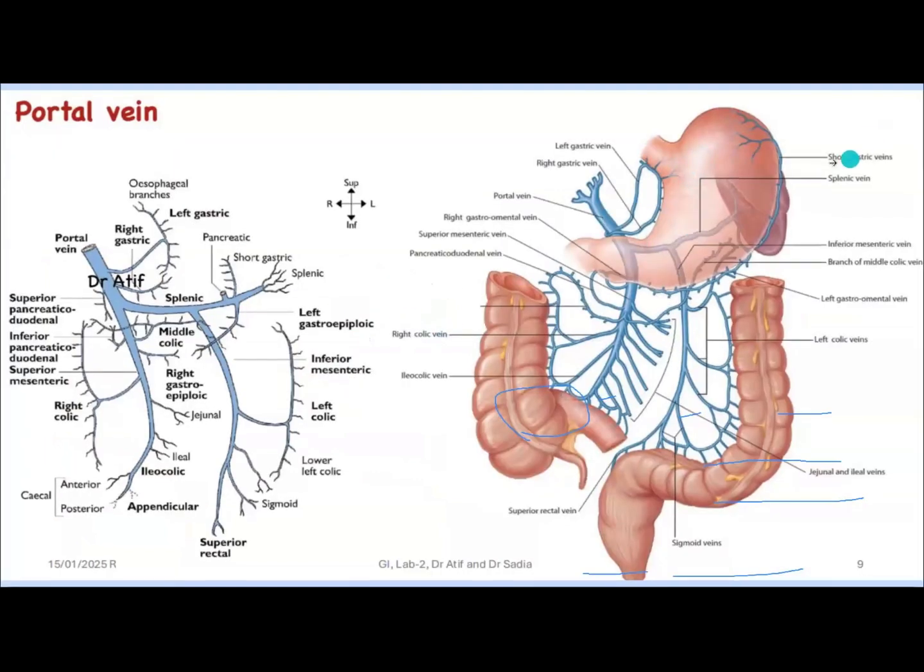Now let's talk about the veins. The venous drainage. Drainages do not start from the IVC or the portal vein.